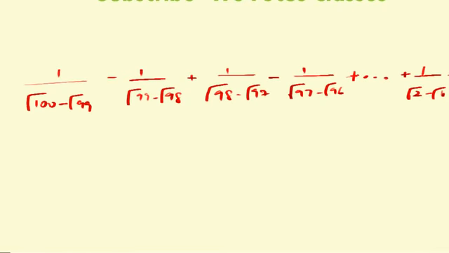Then go through the next problem. Again the problem is given like this: 1 by root 100 minus root 99, and so on. In the denominator all are minus, and 100, 99 are in decreasing order. So what is our answer? It is the bigger number, root 100, which is 10. The smallest number is 1, but it is plus 1, so this is root 1. So that is 10 plus 1, and the answer is 11.